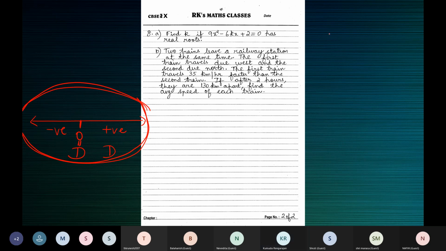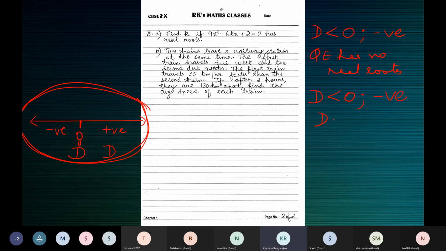So let's write it here. When the value of D is less than 0, that is when the value of D is negative, the quadratic equation has no real roots. Let me write it again. When the value of the discriminant is less than 0, that means when the value of the discriminant is negative.